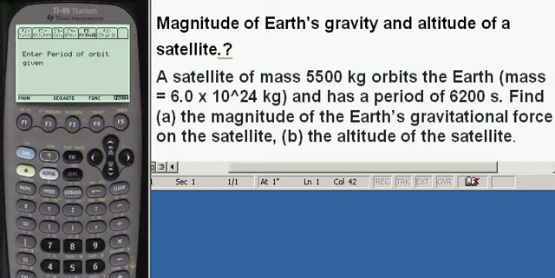Enter the period of orbit, okay? The period is given as alpha 6200, and that's seconds, number 2. I always show you what you've entered. You can change it if you want.